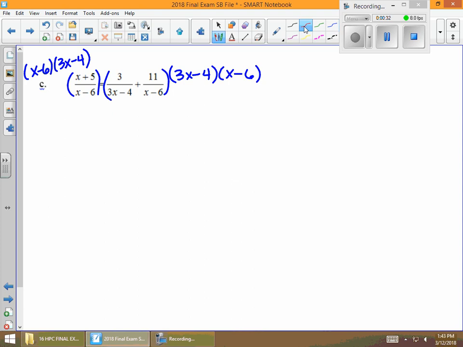So here on the left side of my equation, my x minus 6's are going to cancel. So I have 3x minus 4 times x plus 5. On the right side, the first thing I'm going to do is distribute 3x minus 4 and x minus 6 to my first part of the right side, the first fraction. And here my 3x minus 4 is going to cancel with this guy. Those two are going to cancel. So I'm going to be left with 3 times x minus 6.